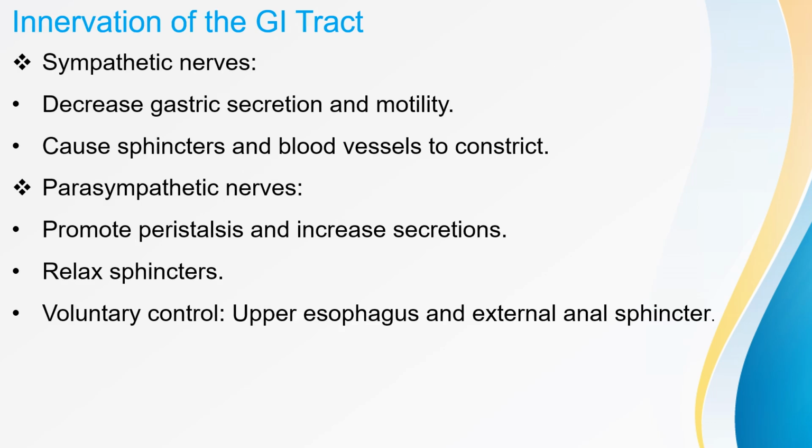Innervation of the gastrointestinal tract. The gastrointestinal tract is innervated by sympathetic and parasympathetic nerves. Sympathetic nerves decrease gastric secretion and motility, while parasympathetic nerves promote peristalsis and secretion.